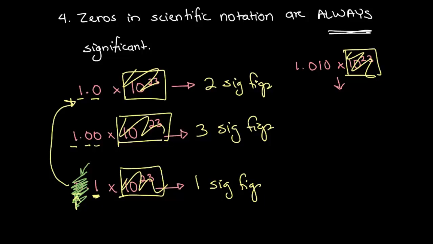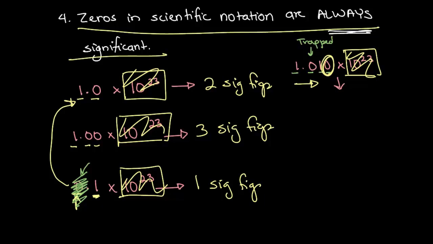All right. So for the last one, we have 1, 2. That's a trapped 0. Remember, that one's trapped. 3 and 4. Why did I choose this one to be a significant figure? Because it's to the right of the decimal point. And zeros in scientific notation are always significant if that scientific notation is written properly. So we had 1, 2, 3, and 4 sig figs.